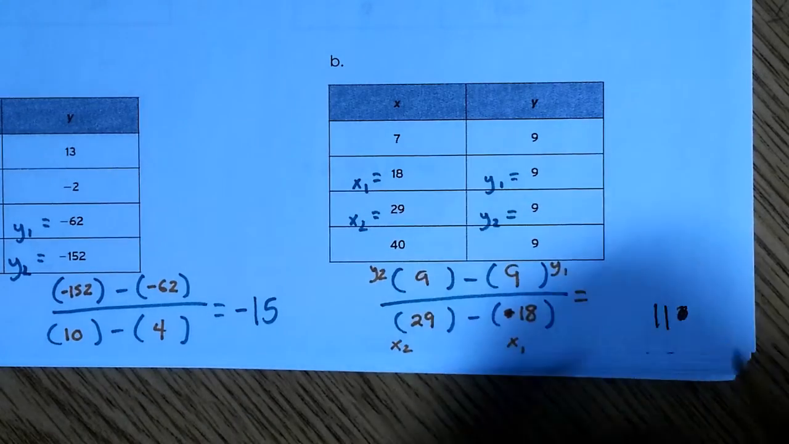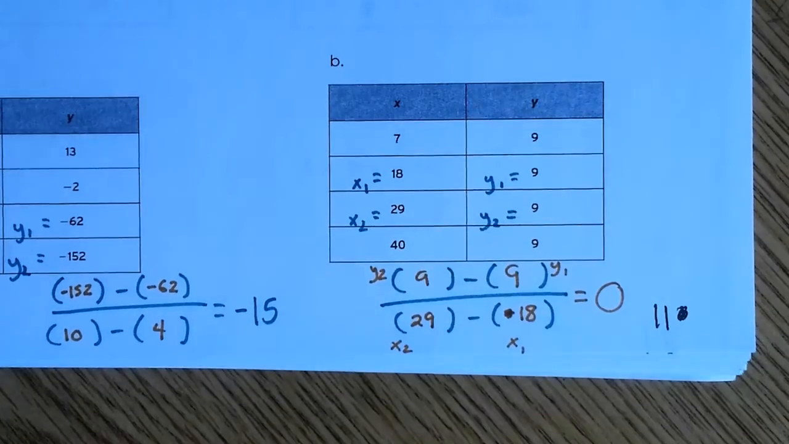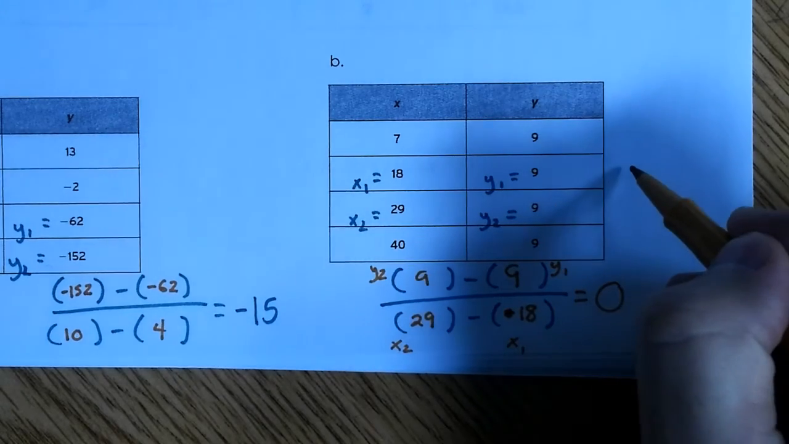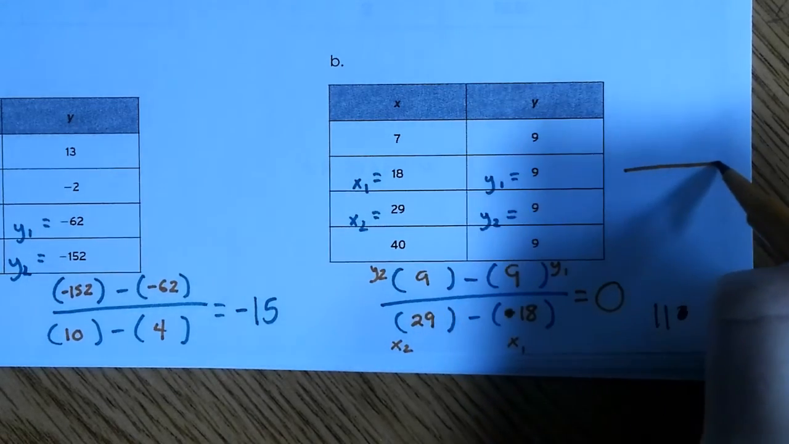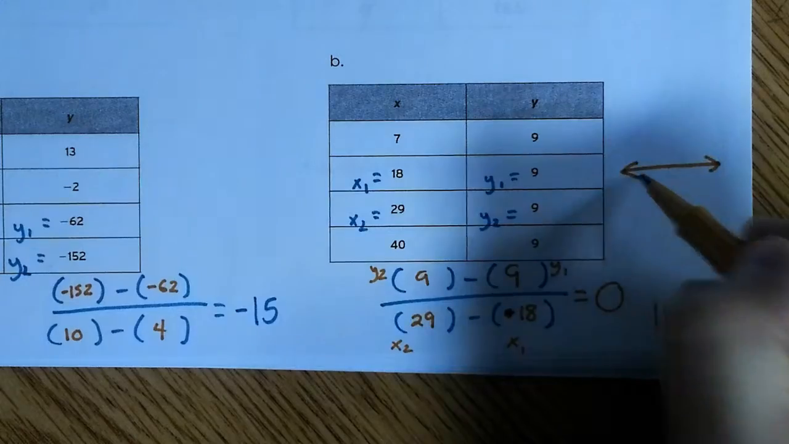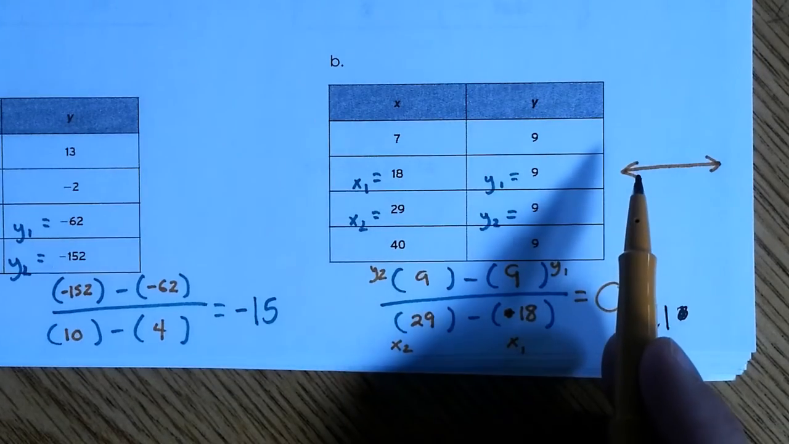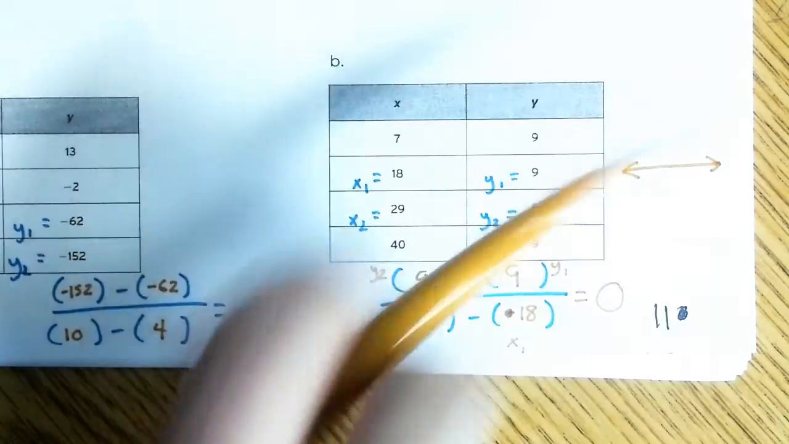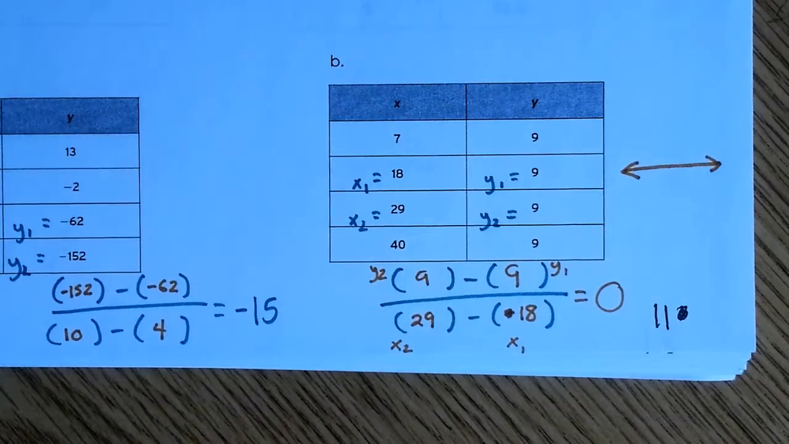And the answer is what? 0. Yeah, there's a 0 slope, right? So that means this line is just going to be nice and flat. A 0 slope is when the line doesn't go up. It's not positive. It's not negative. It is a flat line. Okay? Questions, concerns on here?